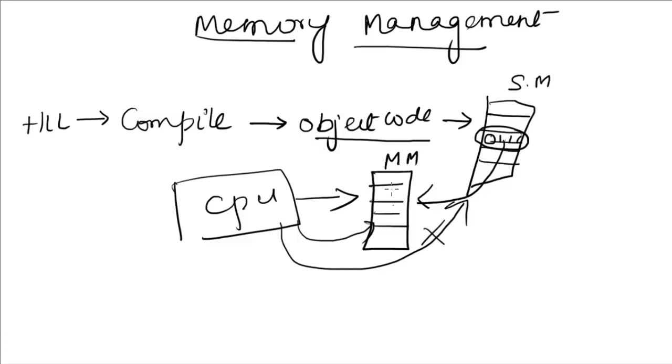If I want to load the program from secondary memory to main memory, the operating system checks whether the main memory is free or not. If the main memory is free, then only the object program will be loaded into the main memory. Then again the operating system checks whether the CPU is free or not. If the CPU is free, then the object code will be loaded into the CPU. Then we are going to see memory management techniques in operating systems.